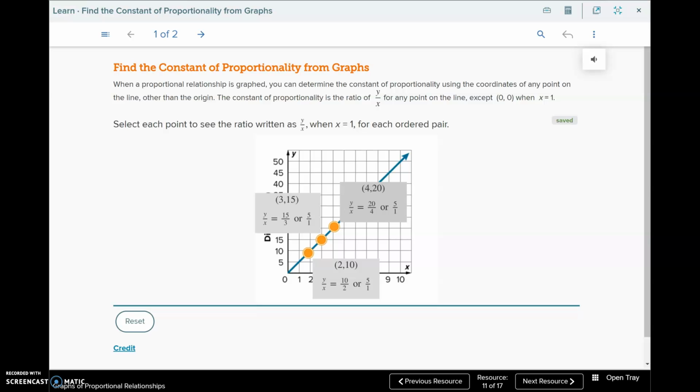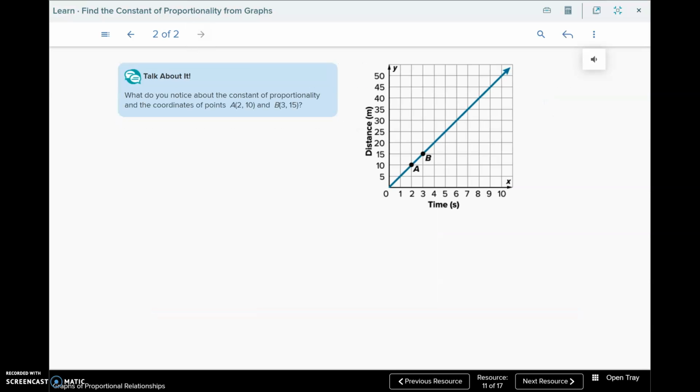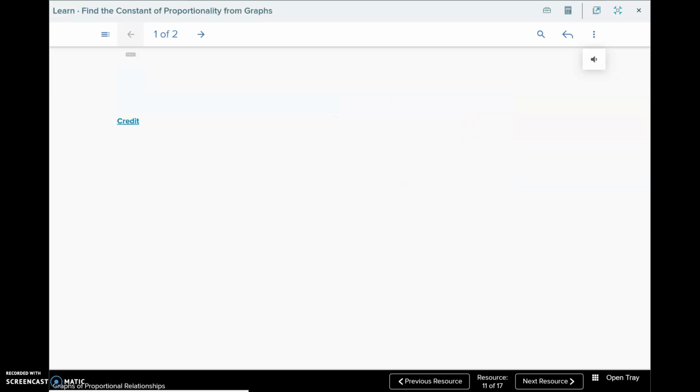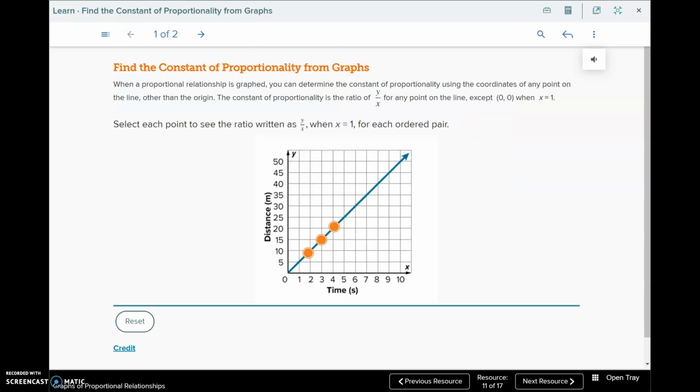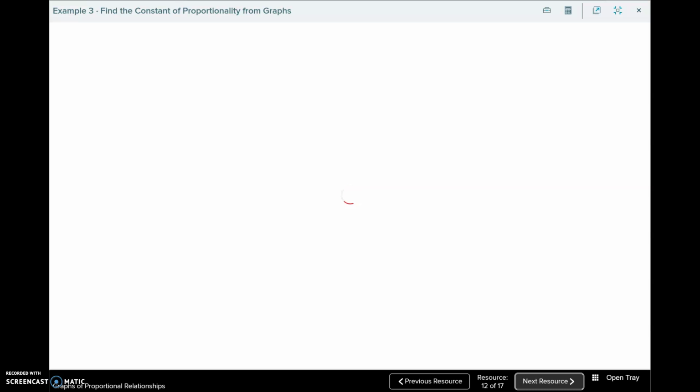If we look at each point here, just like we were looking at tables, we can get the ratio. Remember, they will always be written as y, your vertical, over x, your horizontal. So, what do you notice about the constant of proportionality and the coordinates A (2, 10) and B (3, 15)? They both simplified to the same thing. Therefore, they are proportional.